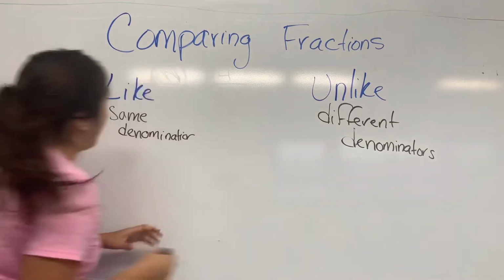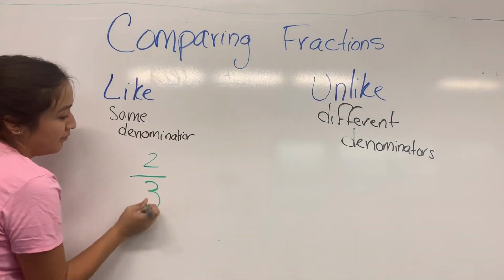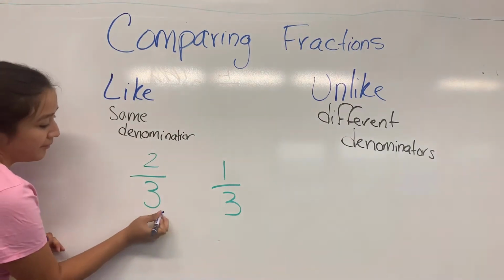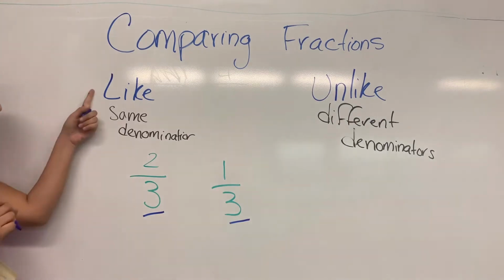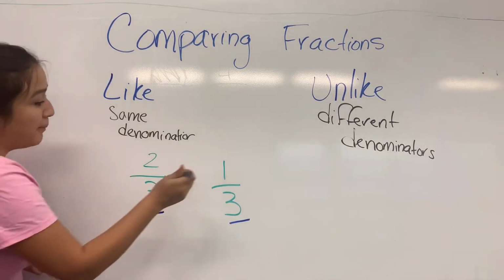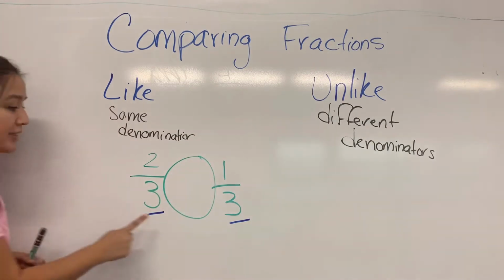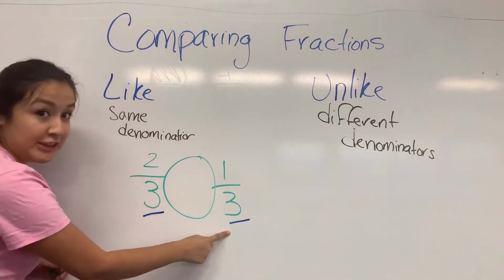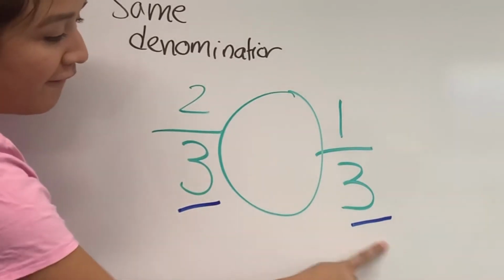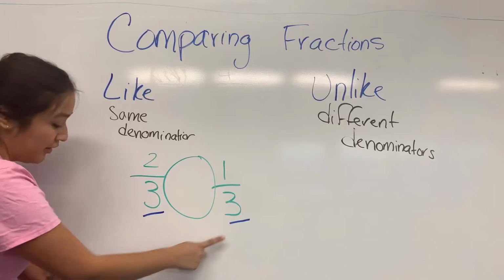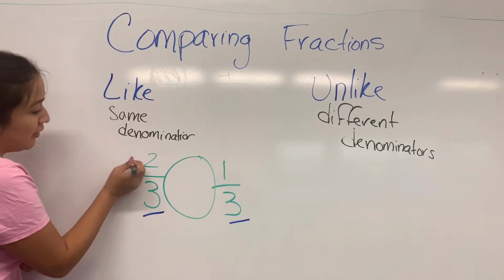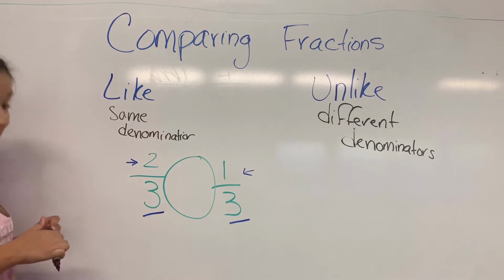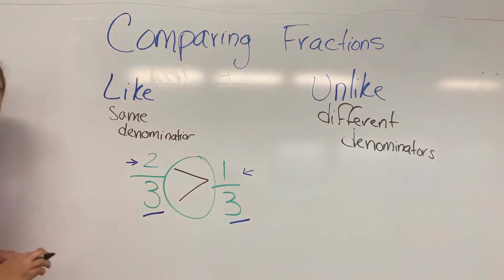This is what like fractions look like. You see the denominator? Same denominator, so they're like fractions. And if we compare these fractions, since we have like fractions, all we got to do is look at the numerator. Now we just decide, is 2 bigger than 1? Yeah. And this is where the alligator's going to eat it.